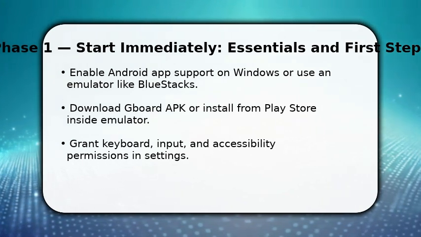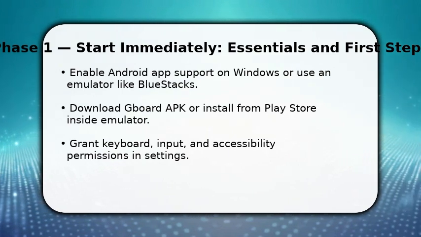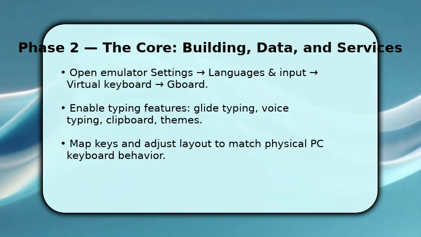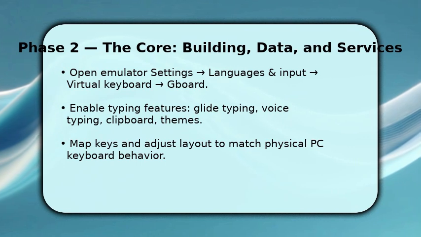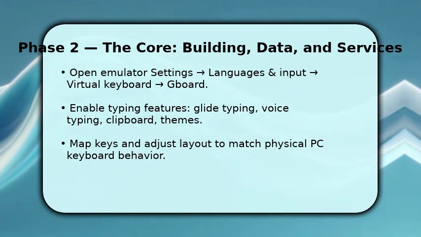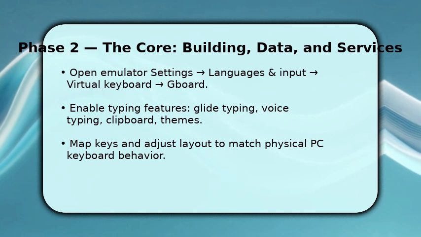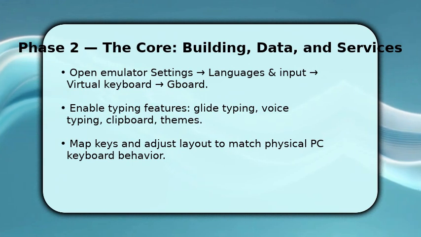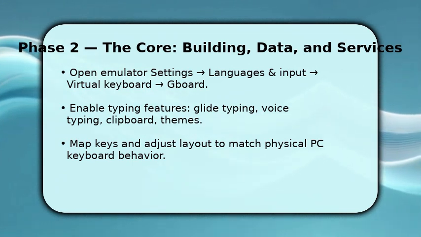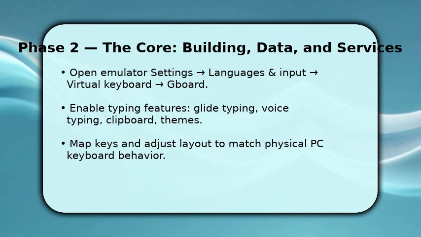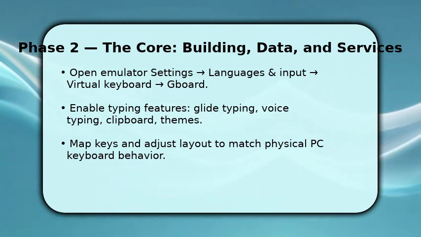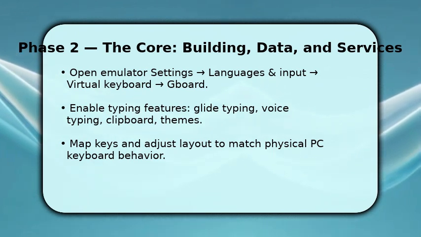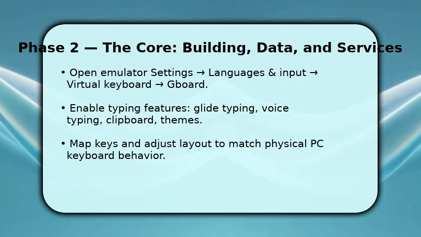After installation, move straight to configuring Gboard as the default input method. Now configure Gboard for desktop-style typing so it feels natural with your hardware keyboard. Open Languages and Input and choose Gboard as the virtual keyboard, then enable glide typing and voice typing if you want those shortcuts. Make sure clipboard sync, text correction, and theme settings match your preferences. Also map the physical keys and set a layout, QWERTY, compact, or split, so symbols and modifiers behave as expected. This step ensures typing is smooth and predictive text works across PC apps.